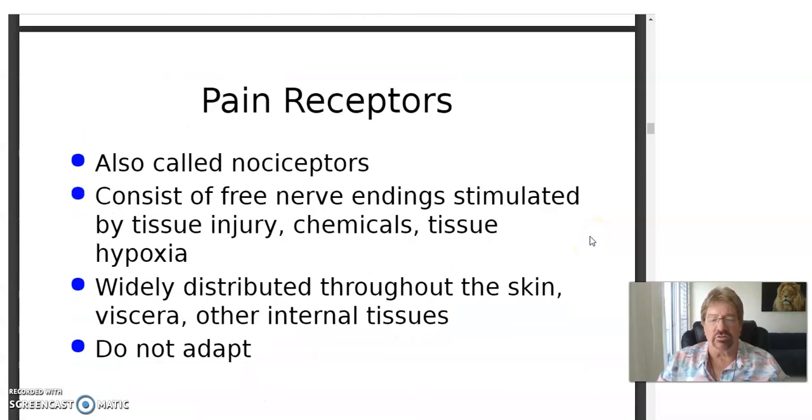Pain receptors are also called nociceptors. They consist of free nerve endings stimulated by tissue injury, chemicals, tissue hypoxia, lack of oxygen. Widely distributed throughout the skin, viscera, and other internal tissues, they do not adapt. I guess not, guys, but people who are in chronic pain, they suffer, but they tend to adapt somewhat, I think. So I don't know that I would entirely agree with that. Maybe it's psychological. Maybe physiological, the nerves never change, but how you're able to cope with it, I think, does some. The skin, I guess, has an enormous number of free nerve endings in it that detect pain.